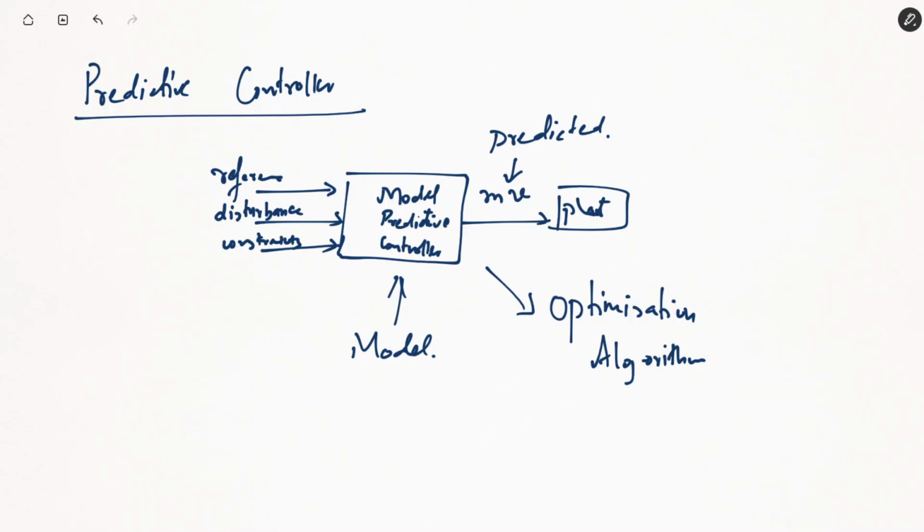If there is any external disturbance feeding this plant, be it a measurement disturbance, be it a white noise, a Gaussian noise, all those disturbance values, we can also model them and feed the predictive controller the knowledge about those disturbances as well. And one more thing is we can also constrain the output, constrain the values of the manipulated variable to a certain degree.